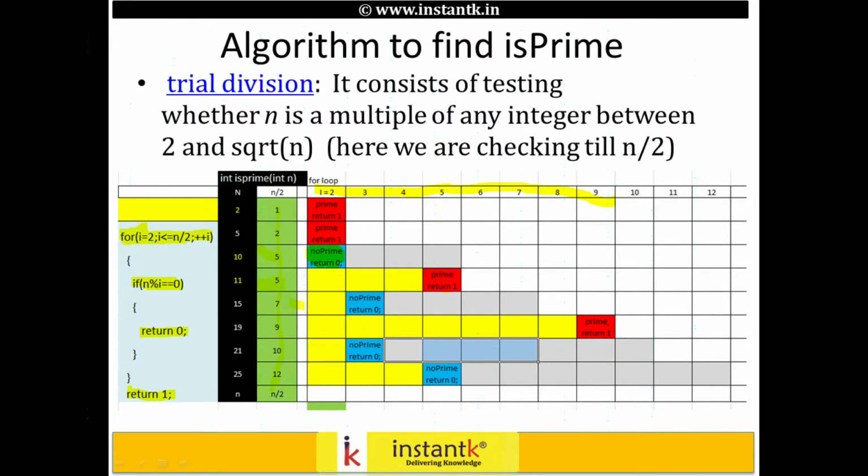Say 15. So what does it do? 2, it is not. 3, it is divisible. So here, only for 3, it returns.